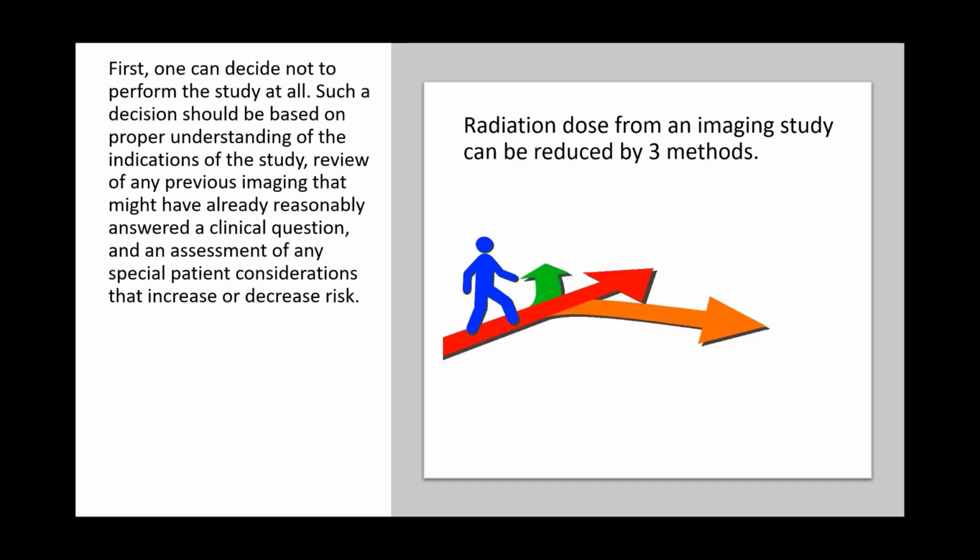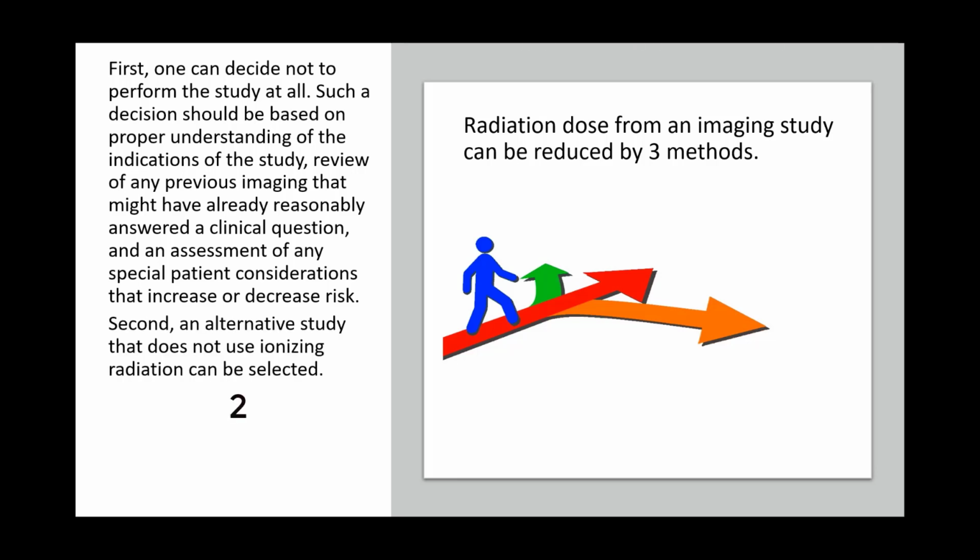Radiation dose from an imaging study can be reduced by 3 methods. First, one can decide not to perform the study at all. Such a decision should be based on proper understanding of the indications for the study in the first place, review of any previous imaging that might have already answered the question, and an assessment of any special patient considerations that increase or decrease the risk from exposure.